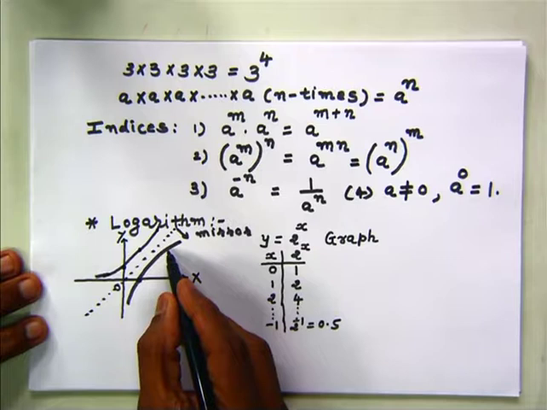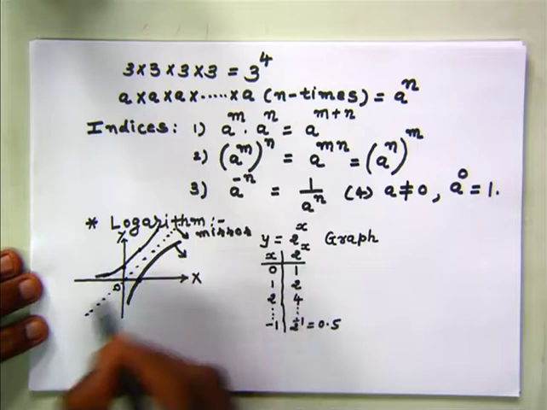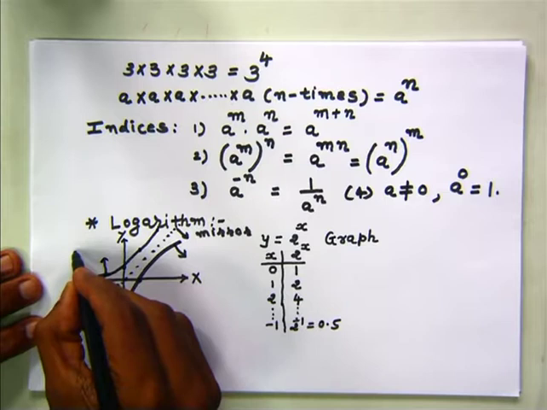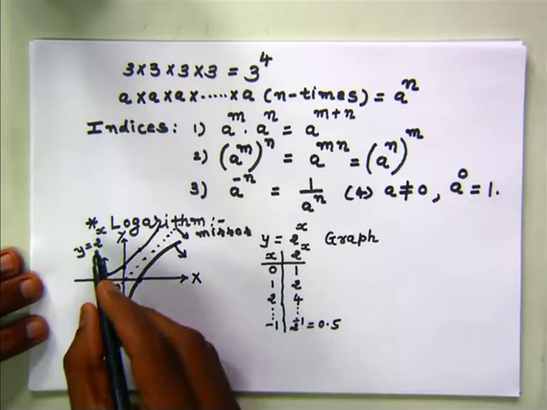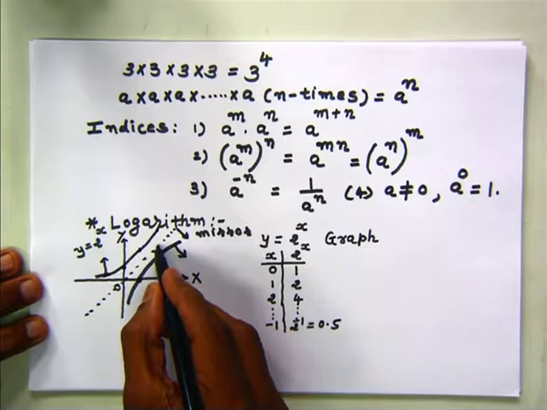y is equal to 2 raised to x. That was the graph. For y is equal to 2 raised to x, the mirror image is the logarithmic function.